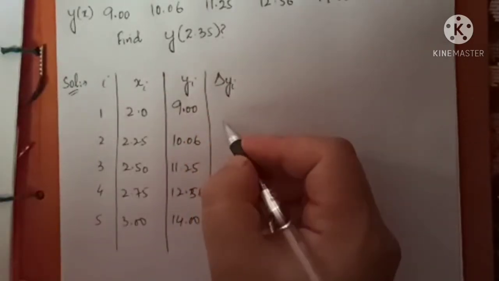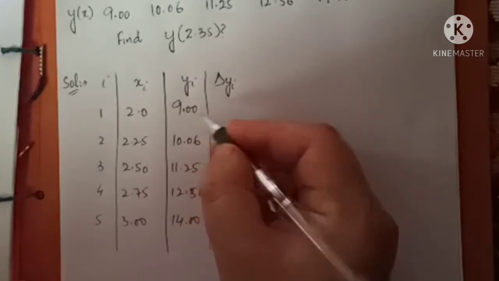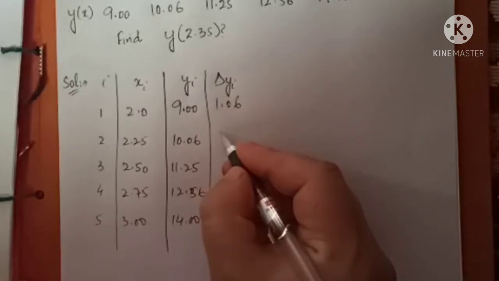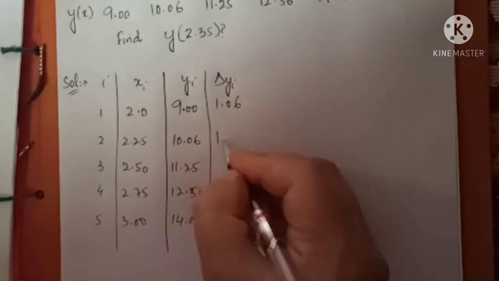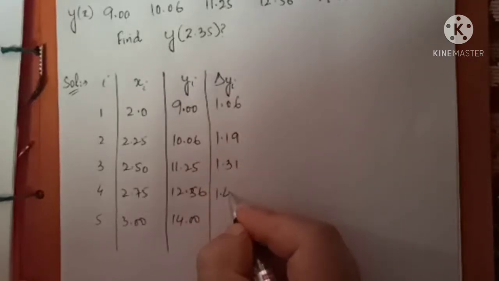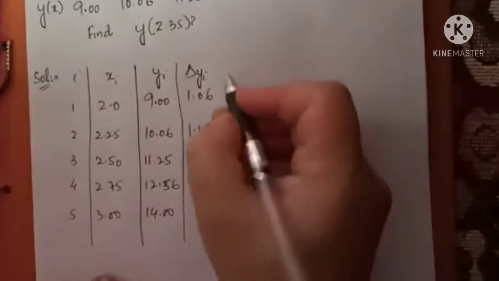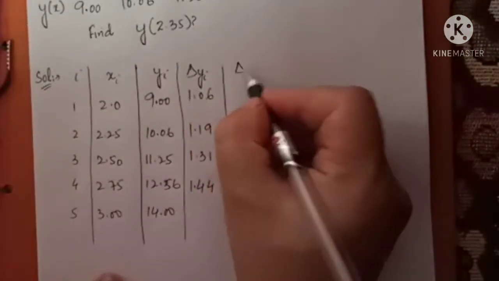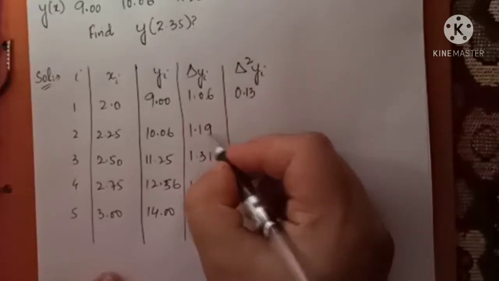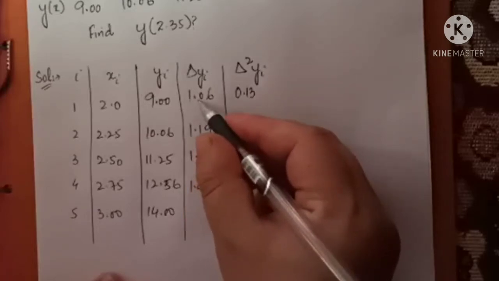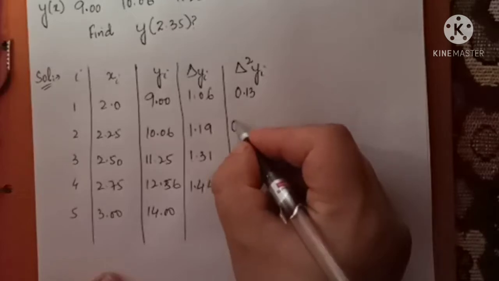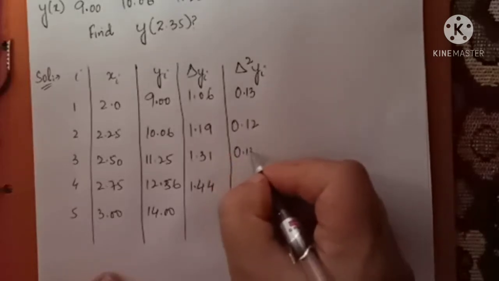So let us generate the forward difference table first. This minus this will be 1.06. This will be 1.19. This will be 1.31. This will be 1.44. I have already calculated this before showing it to you: this minus this, 1.19 minus 1.06, then this minus this will be 0.12, and this will be 0.13.